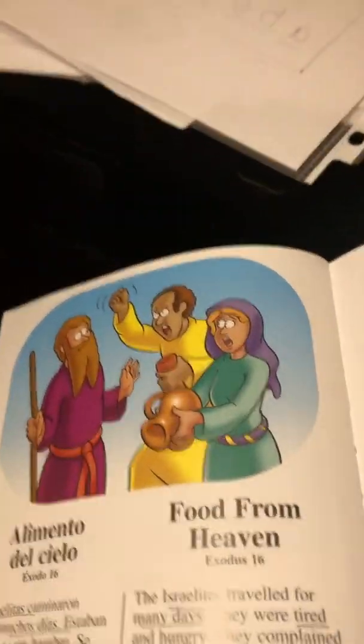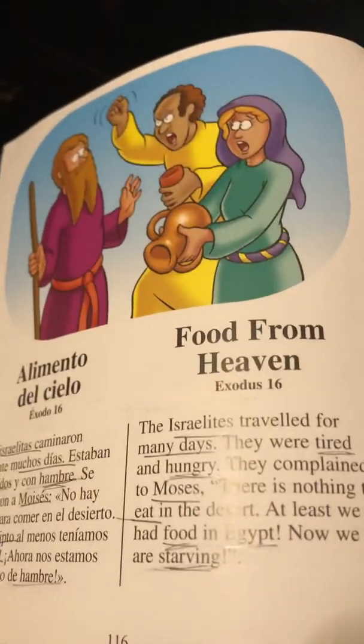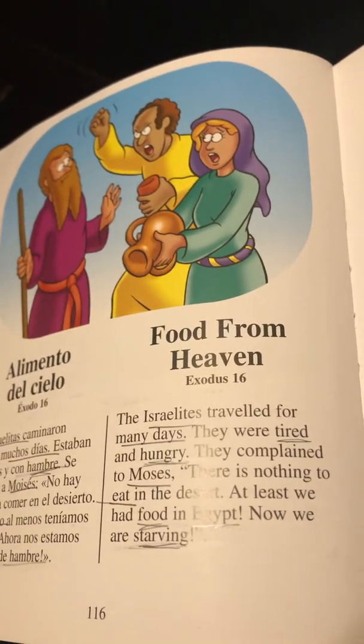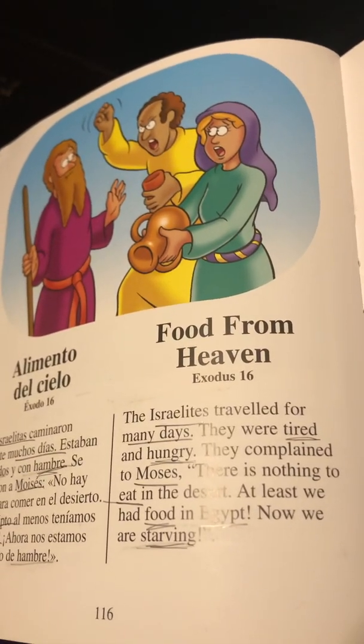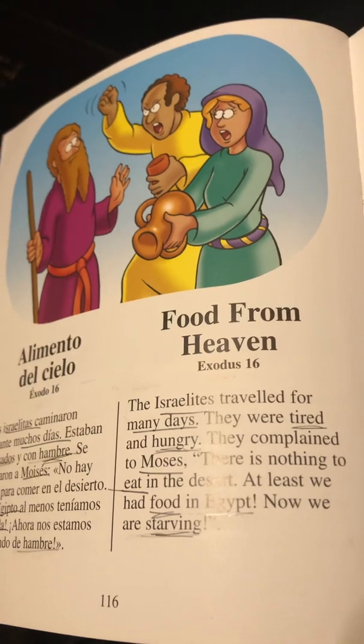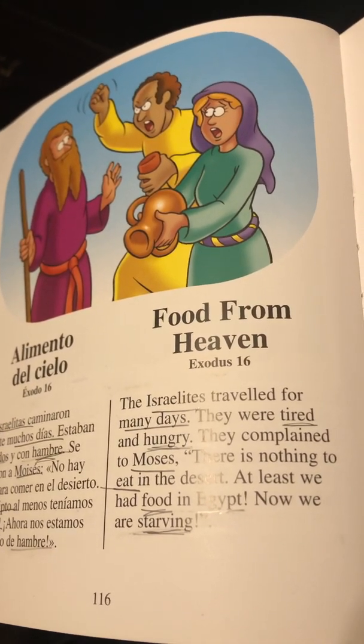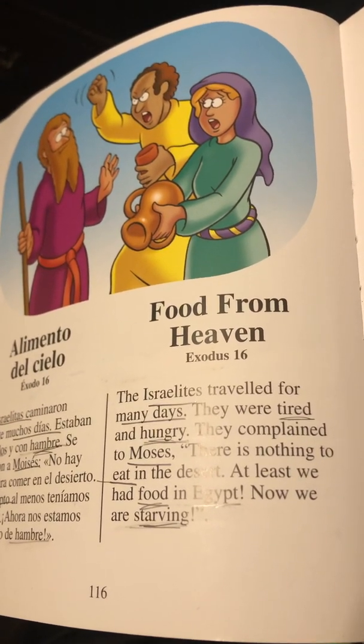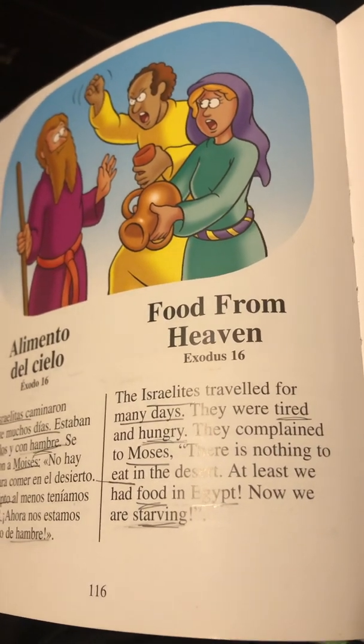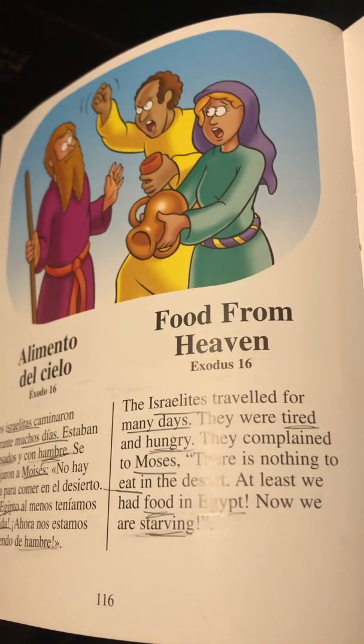Okay, so our Bible story this week, we're talking about manna, so we have food from heaven. The Israelitas traveled for muchos días. They were cansados en hambre. They complained to Moisés, "There's nothing to comer in the desert. At least we had comida in Egipto. Now we are hambre."